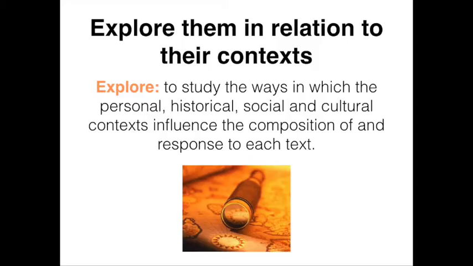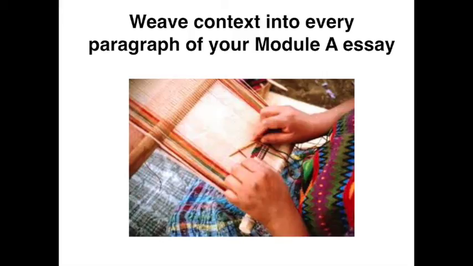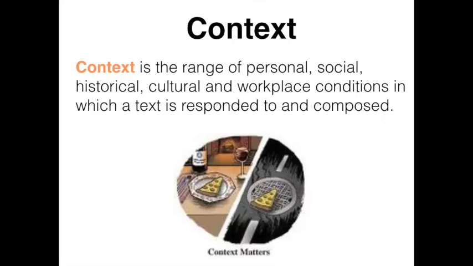The rubric then asks you to explore the texts in relation to their context. This requires you to study the ways in which the personal, historical, social, and cultural context influence the composition of and response to each text. In this module, context is key, and when you come to write your Module A essay, you need to weave analysis of context through all your paragraphs. So what is context? Context is the setting or the place and time for an event that occurs. It is the range of personal, social, historical, and cultural conditions in which a text is responded to and composed.